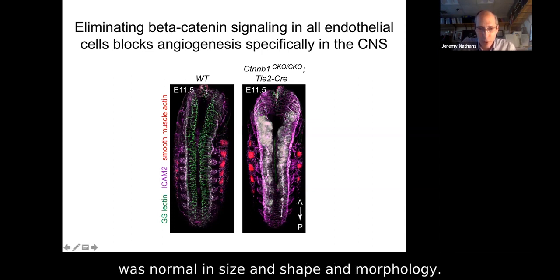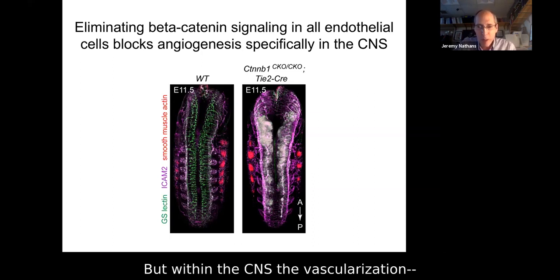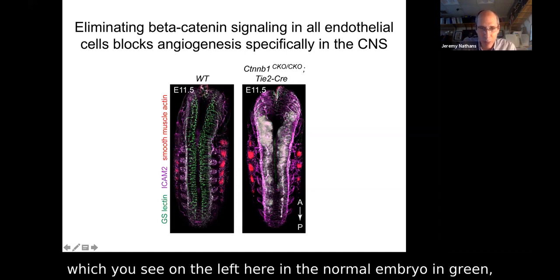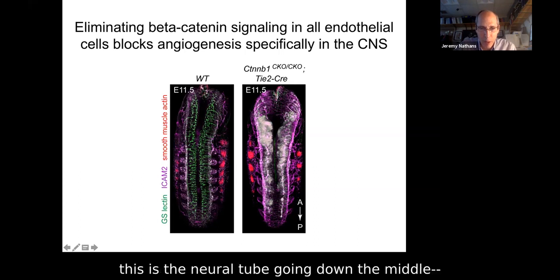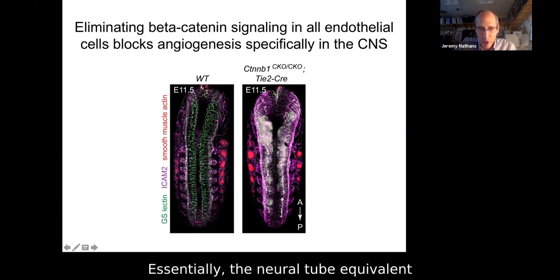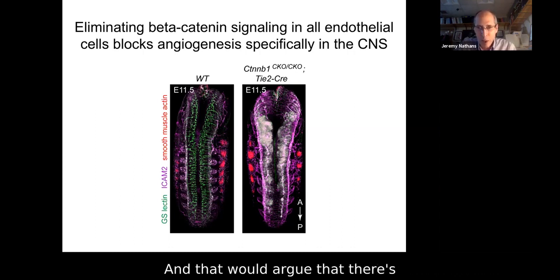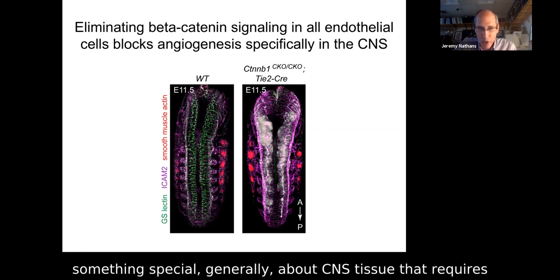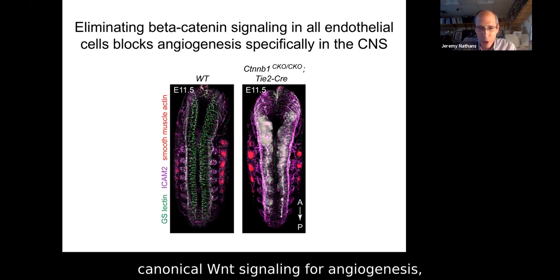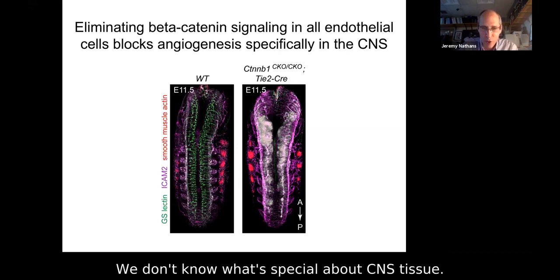What he saw is a little embryo that was normal in size and shape and morphology outside of the CNS. It seemed perfectly normal. It had somites, it had a heart, it had an aorta and so on. But within the CNS, the vascularization, which you see on the left here in the normal embryo in green, this is the neural tube going down the middle, all these beautiful blood vessels growing into the neural tube were growing abortively, essentially the neural tube equivalent of what we saw in the retina with the Norrin knockout mouse. And that would argue that there's something special generally about CNS tissue that requires canonical Wnt signaling for angiogenesis, for vascular invasion. To this day, we don't know what that is. We don't know what's special about CNS tissue.